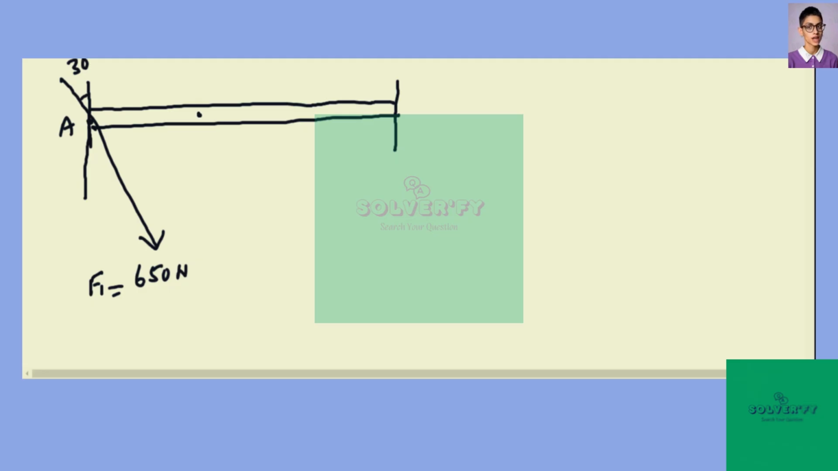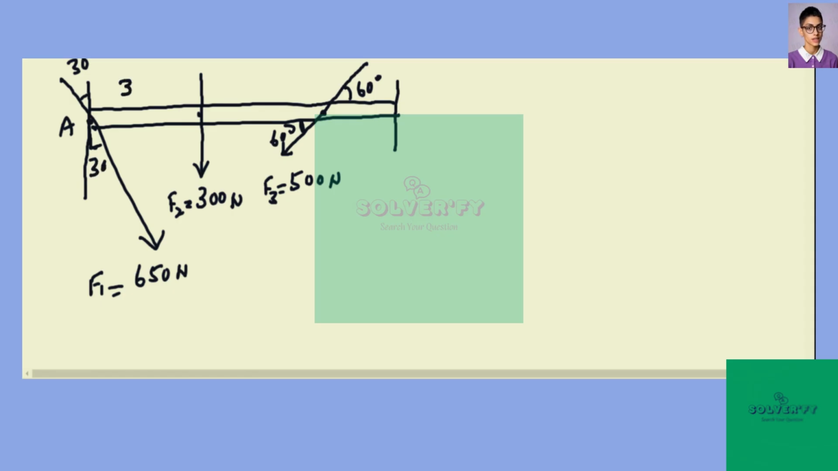At this point, 300 Newton force is acting, and at this point, 500 Newton force is acting. Say this is F2 and this is F3. This angle is given 60 degree. So this will be also 60 degree. You can mark here. This will be 30 degree.